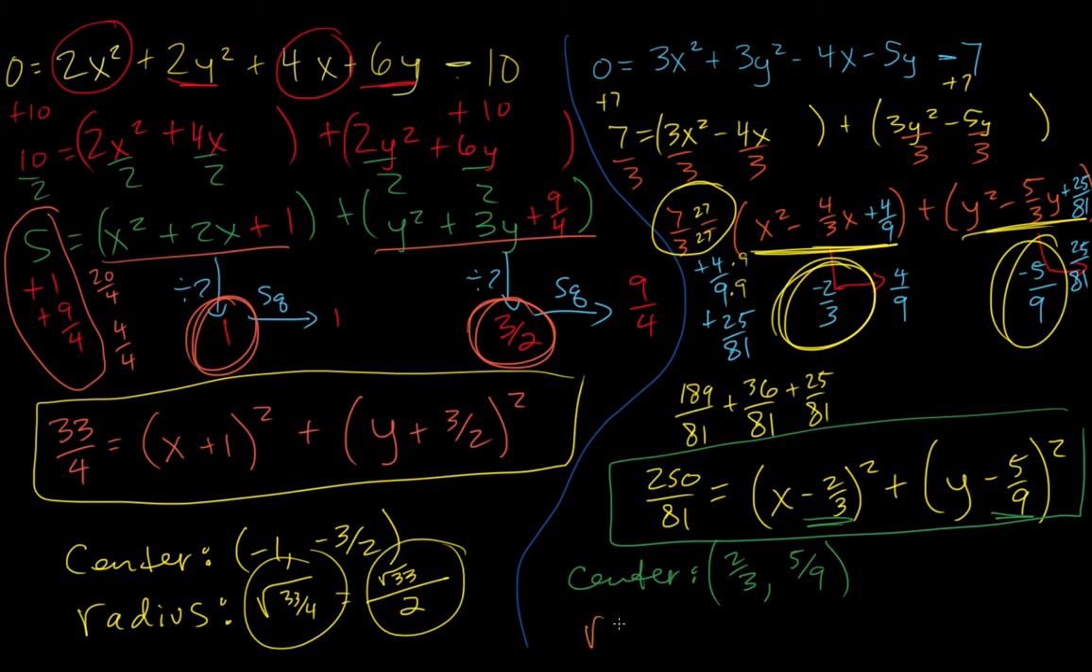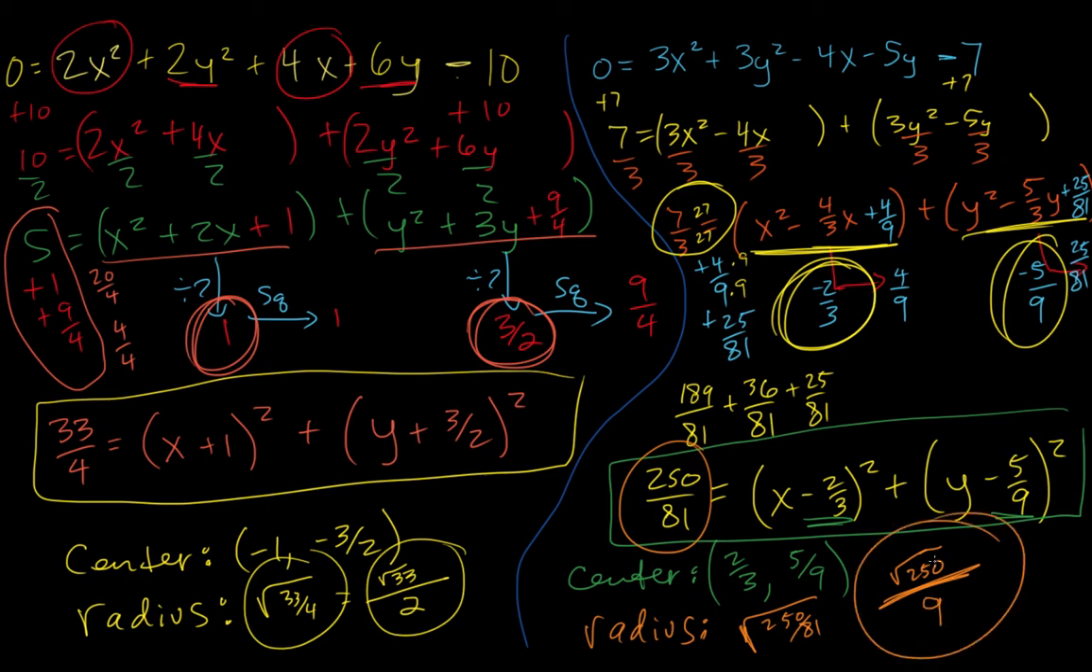And if I want the radius, I need to take the square root of this number because this is the radius being squared. And so you can just write it as 250 over 81 underneath the square root. Or if you want to write it as 250 under the square root, and then the square root of 81 is 9, you can write it like that.